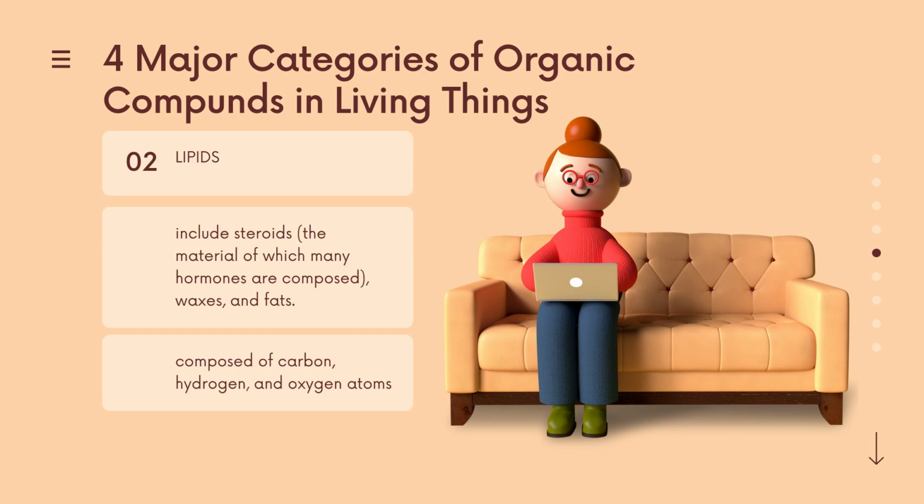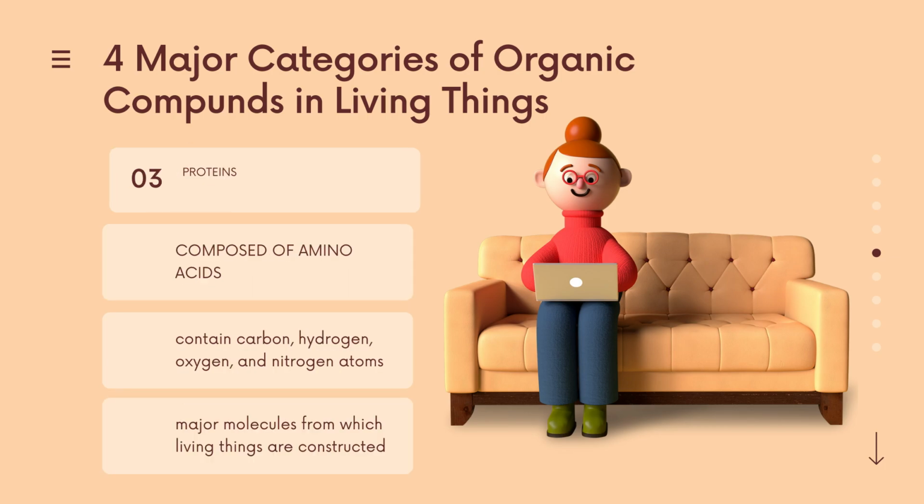Next would be lipids. What are lipids? Lipids are organic molecules composed of carbon, hydrogen, and oxygen atoms. They include steroids, waxes, and fats. Okay, next would be proteins. Proteins are among the most complex of all organic compounds, and its basic structure is what we call amino acids. Amino acids are composed of carbon, hydrogen, oxygen, and nitrogen atoms. There are certain amino acids that have sulfur atoms, phosphorus, or other trace elements such as iron and copper.